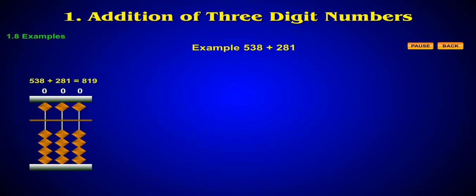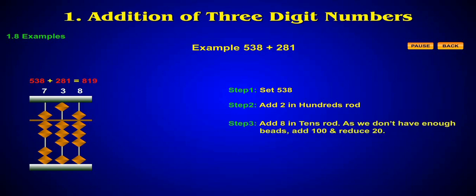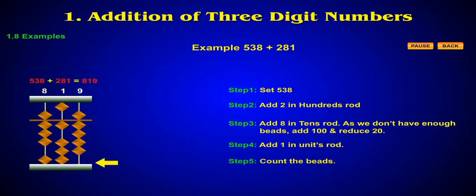Example: 538 plus 281. Step 1. Set 538. Step 2. Add 2 in hundreds rod. Step 3. Add 8 in tens rod. As we don't have enough beads, add 100 and reduce 20. Step 4. Add 1 in units rod. Step 5. Count the beads.